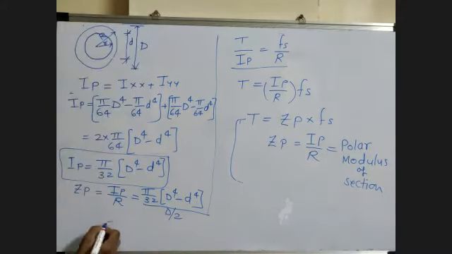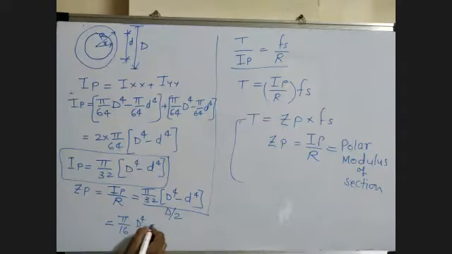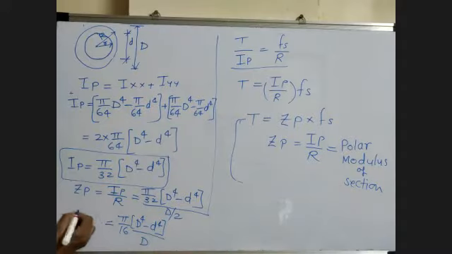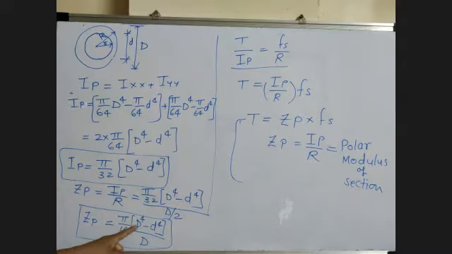So now we simplify. This 2, this 16. So pi by 16, D raised to 4 minus d raised to 4. And this capital D remains as it is. Don't cut this D here. If the sign were multiply we could have cut it, but now there is subtraction. We can't cut it. So keep as it is.